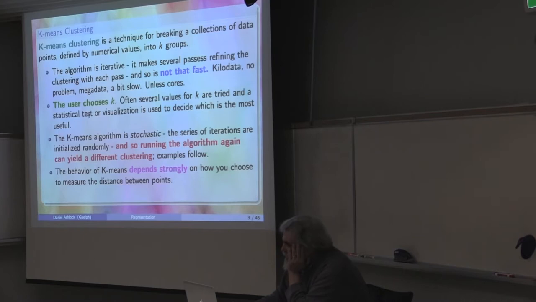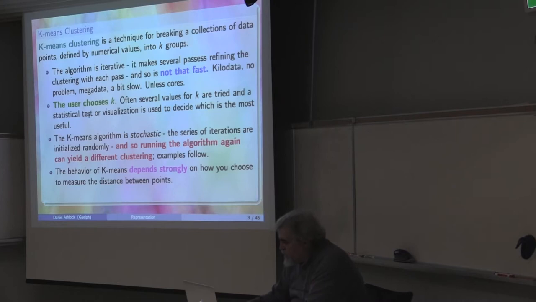And then the behavior of k-means depends strongly on how you choose to measure the distance between points. How many choices do we have of different ways to measure distances between points? Hundreds. Uncountably infinitely many. In practice, we only use a few thousand. But the choice matters, and a lot of people don't worry too much about that choice. I'm the math guy, so I worry about that choice, and funny things happen.